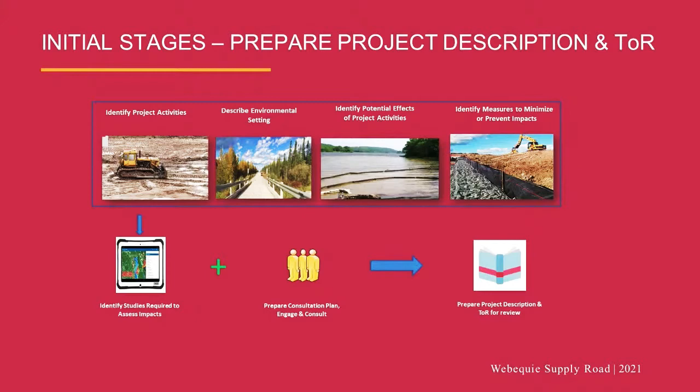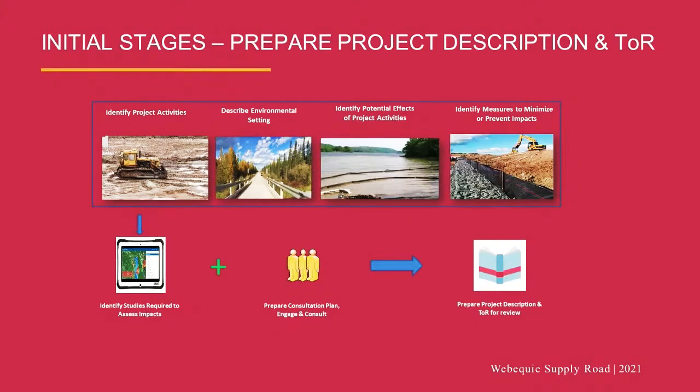Once you've captured what the project is really about, you want to identify what studies would be required to assess those impacts. That would be the next phase. Then the other part of it is preparing a consultation plan. The consultation plan is an important piece. There's a consultation plan for the TOR, the terms of reference, and for the EA. The consultation plan for the TOR lays out what forms of consultation will occur during that TOR phase, because there may be a different approach between the TOR phase and the EA phase. And then finally, the TOR document is prepared for review and then submitted as a draft, as Mike was talking about.